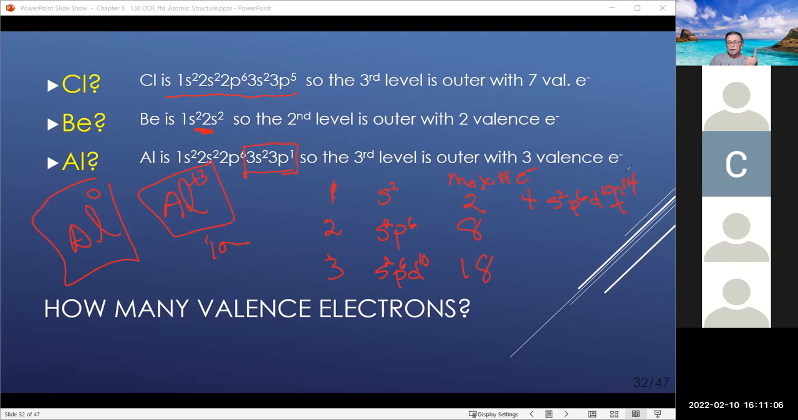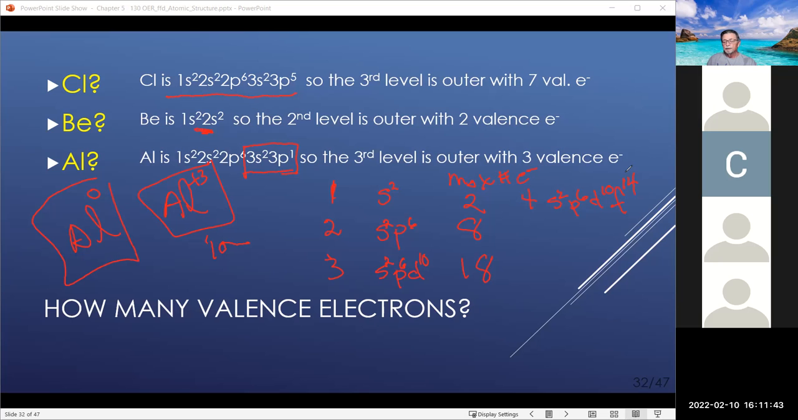Okay. Remember the numbers 1, 3, 5, and 7. One for the S, because there's only one S orbit. There are three P orbits. There are five D orbits. And there are seven F. F as in Fred. Okay? Orbits. Each one can handle two. So that means I got two for the S, six for the P, 10 electrons maximum for the D, and 14 for the F, okay?